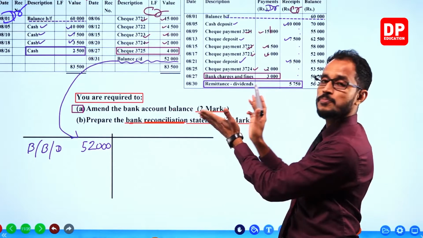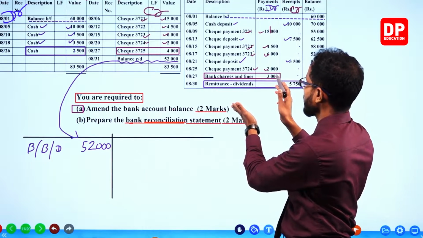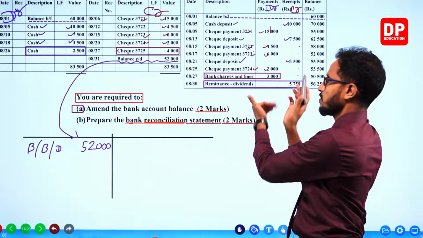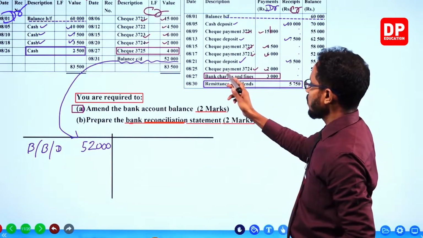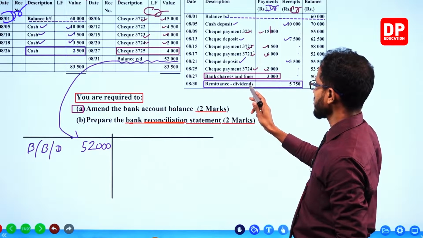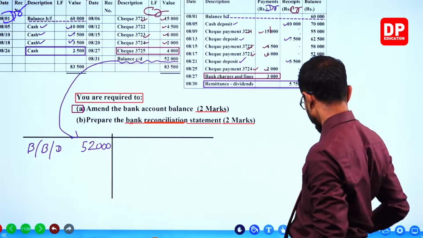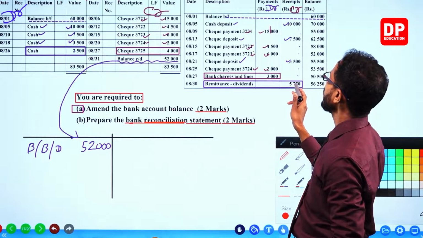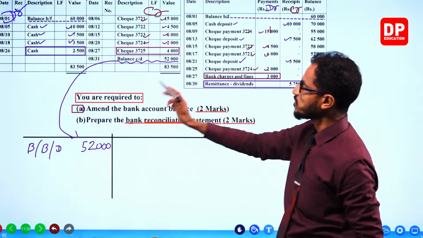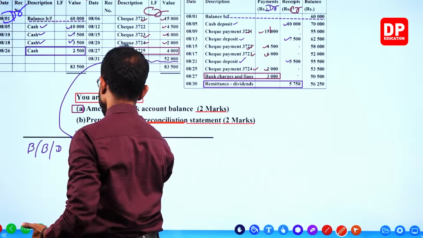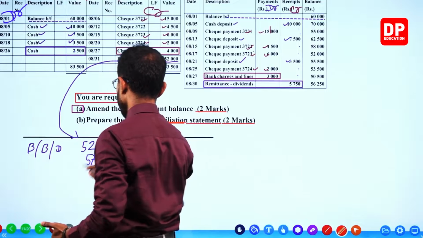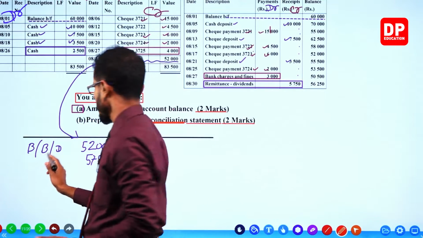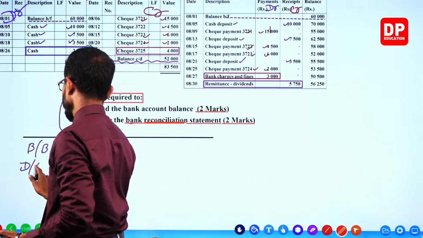Let's put the missing items of our bank account from the statement. We will take the missing items which are not here in our bank account from the statement. We have the first one, remittance or dividends, 5,750. That is in the credit side of the bank statement, so it should go to the debit side of the bank account. 5,750. This is a direct remittance.